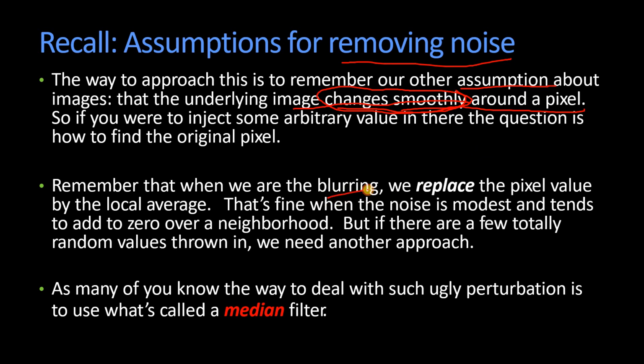So when we are blurring, what we are doing is basically we replace the pixel value with the average of the neighborhood, the local average. And that is fine because the noise is normally modest. It's not too much, and it is a value that is added based on the neighborhood value. But if the neighborhood is changing very quickly, then you can't find the noise.